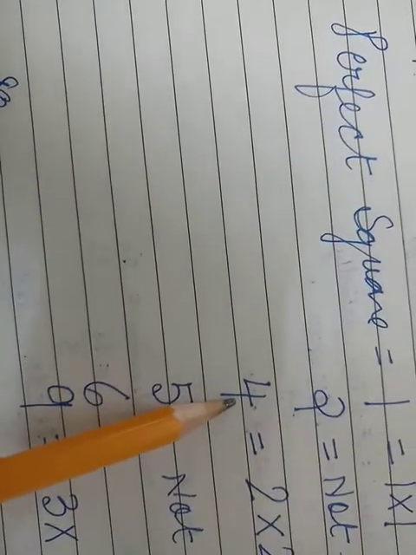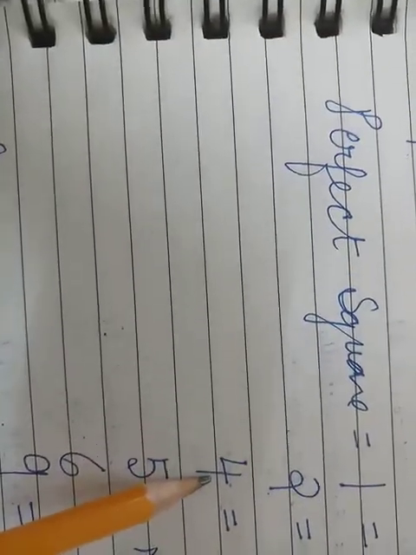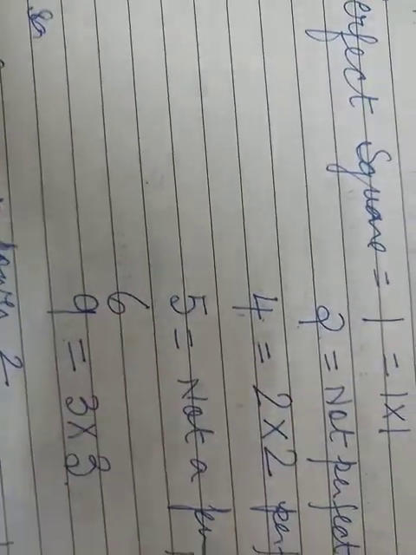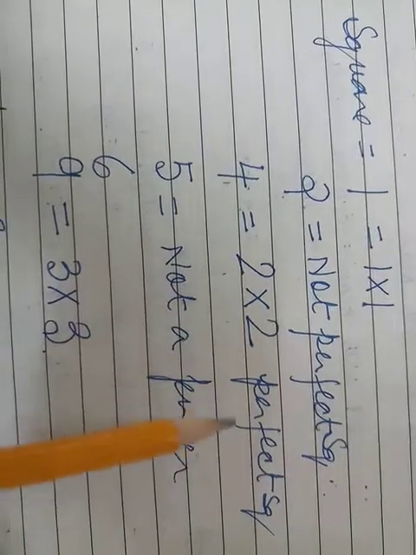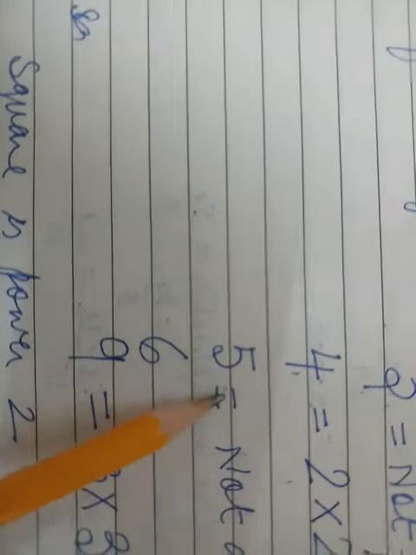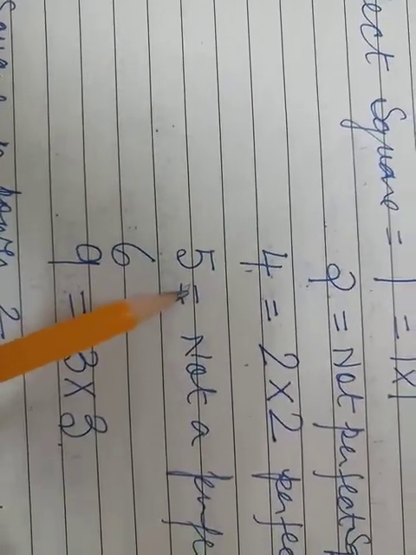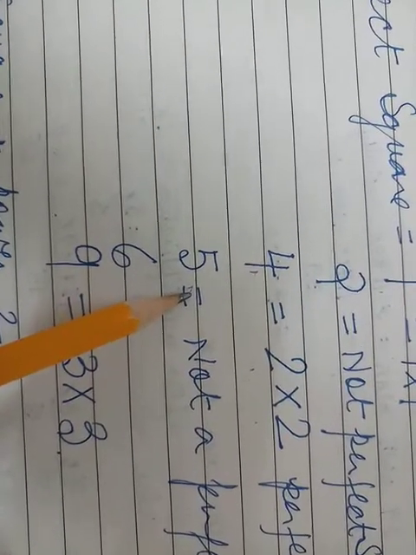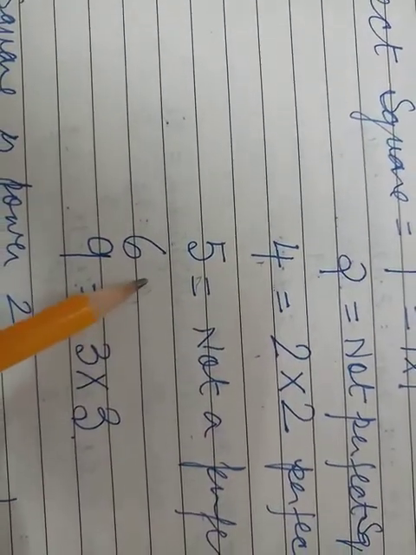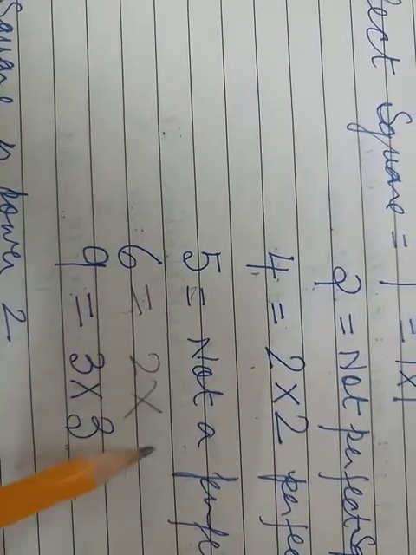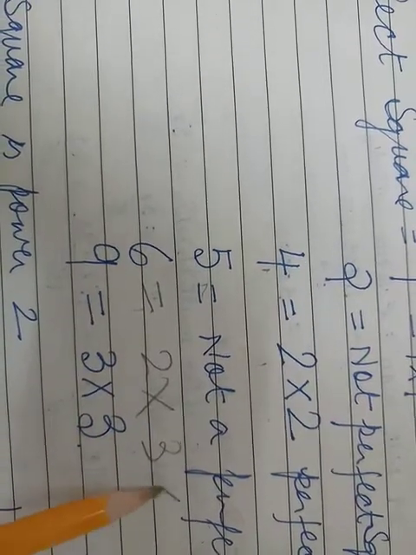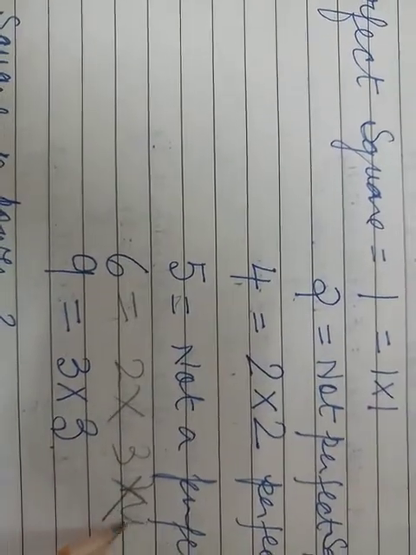Then I talk about 4. Can you suggest any number which when multiplied by itself will give you 4? Yes, that is 2. So we can write 2 into 2. So therefore 4 is a perfect square. Then I talk about 5. Can we write 5 as a product of any number with itself? No. So it's not a perfect square. Similarly, we can write 6 as 2 into 3, which is not the product of a number and itself. So 6 is not a perfect square.